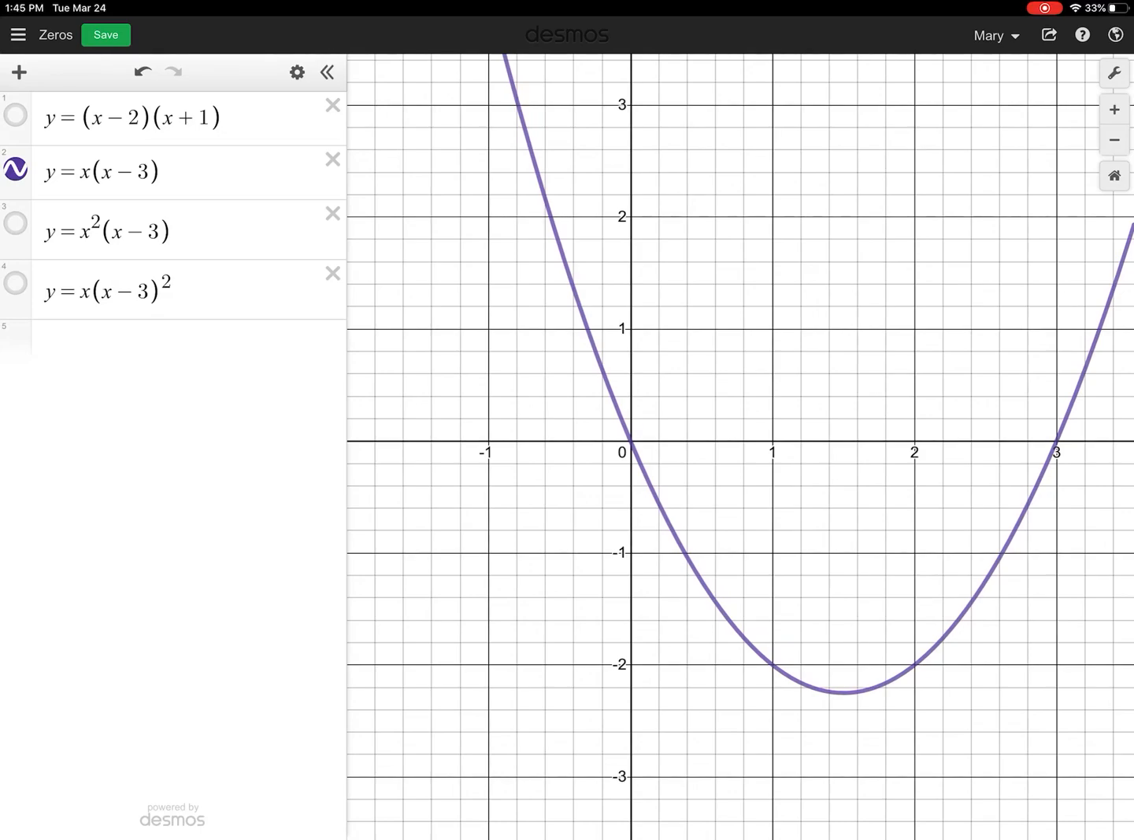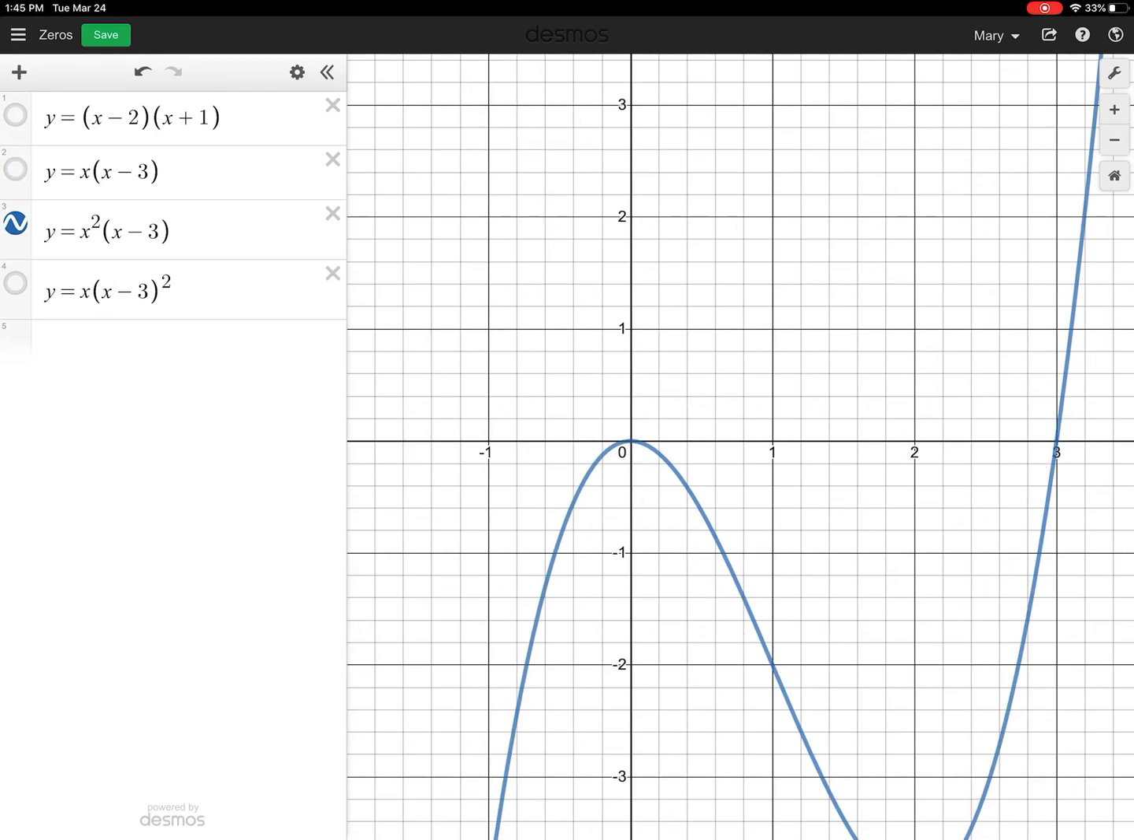Now, what gets really interesting is when you have different exponents on the zeros. So watch what happens if I change this to x squared and x minus 3. I still have x-intercepts of x equals 0 and x equals 3, but what we have at 0 is called a bounce intercept. The graph comes up, touches x equals 0, and then bounces back down the same direction. What we have at x equals 3 is what we call a through intercept. The graph comes up, goes through 3, and then through to the other side.